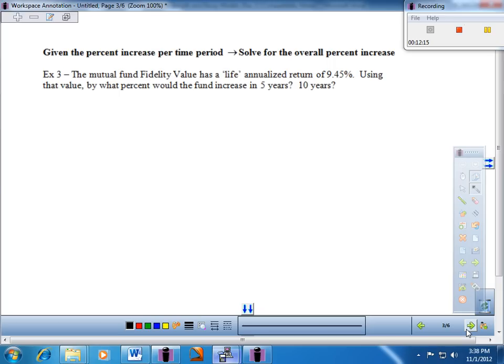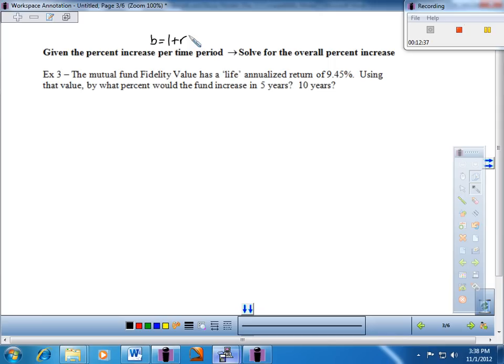Okay, good one. So let's go on to the next variation that you see on your paper. It says, given the percent increase per time period, solve for the overall percent increase. So I guess here's the scenario that I see. Given the percent increase per time period, really, again, we're talking about b. So just above that piece, I would just write that, and that essentially will be our b value. From there, we're going to have to do, well, a little extrapolating, but I think we can pull this off. So let's take a look.